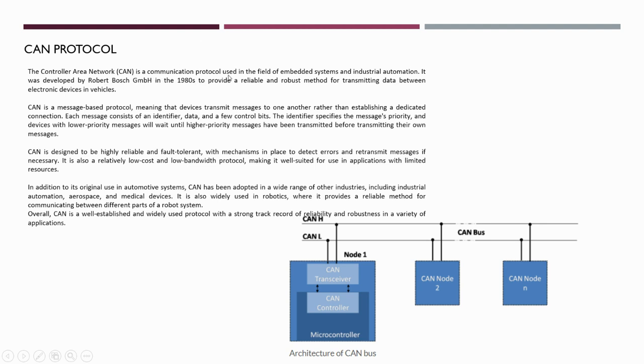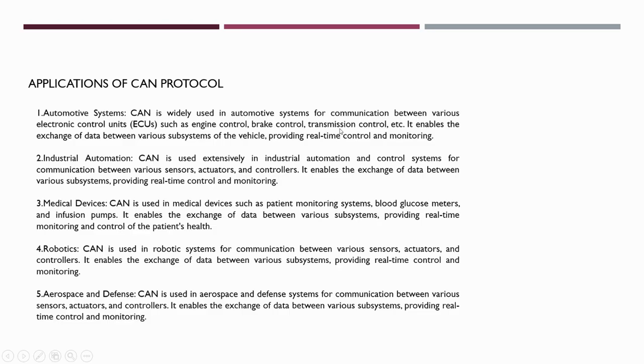CAN is a communication-based protocol used in the field of embedded systems and industrial automation. It was developed by Robert Bosch in the 1980s to provide a reliable and robust method for transmitting data between electronic devices in vehicles. CAN is a message-based protocol, and the identifier specifies the message priority, and devices with lower priority messages will wait until higher priority messages have been transmitted before transmitting their own messages. This is the basic idea of CAN, and applications of CAN are automotive systems, industrial automation, medical devices, robotics, aerospace, and defense.